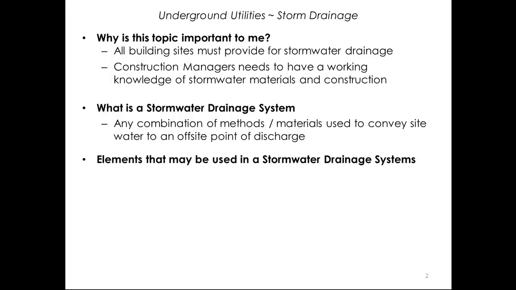There are 5 elements common to stormwater drainage systems. On some sites all 5 are used, but on other sites only some of them might be required. For the balance of this video, we will look at each of these elements.